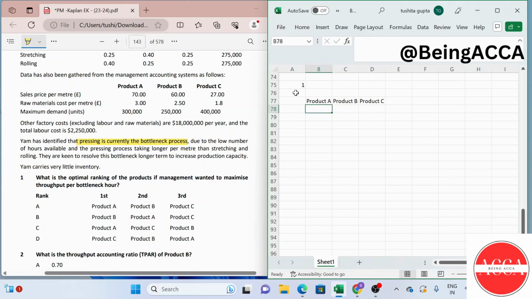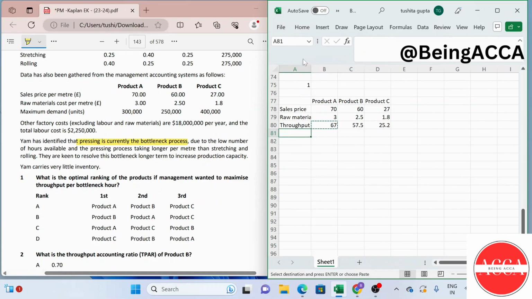Right. So let's go for how much is our sales price. Our sales price is 70, 60 and 27. Now let's see our raw material. Raw material is 3, 2.5 and 1.8. So now let's find out our throughput. Throughput is nothing but sales price minus material cost. So this will be 70 minus 3. Similarly, I will paste this formula to the rest of the products.